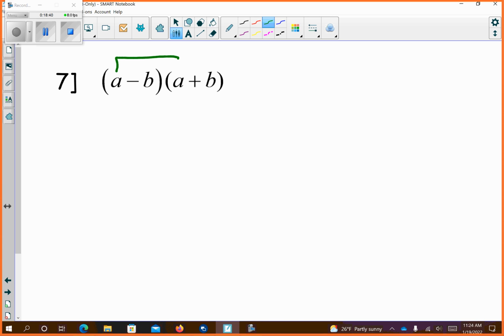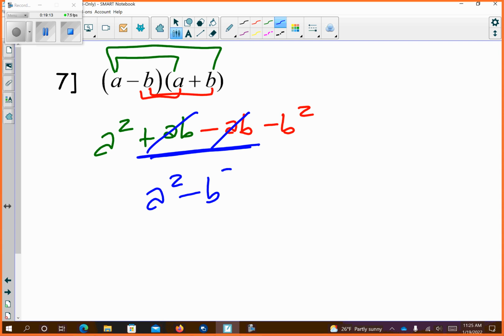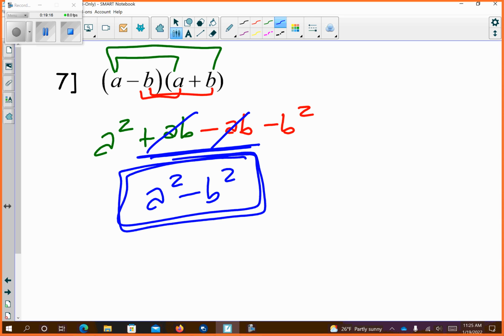All right. A times A is? A to the second. Good. A times B is? AB. Negative B times A is, I'm just going to write in alphabetical order. And negative B times B is negative B squared. Are these like terms? If so, what happens to them? Yeah, they cancel. So I wind up getting A squared minus B squared. And this becomes a special property that we're going to see quite often. But don't worry, we'll go through it. Please stop me when you need help.